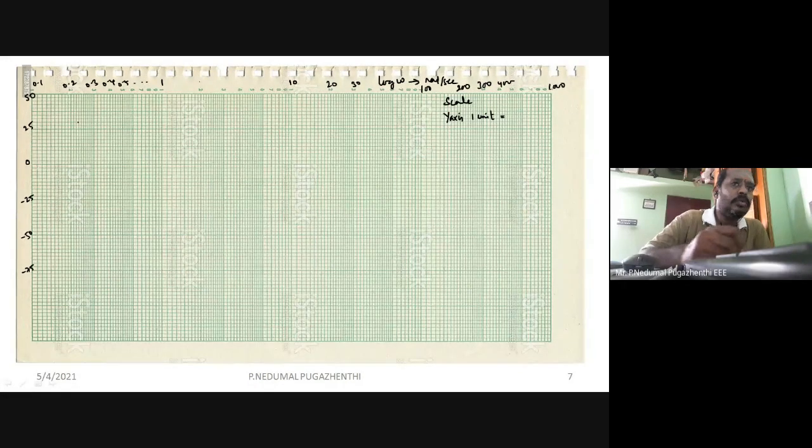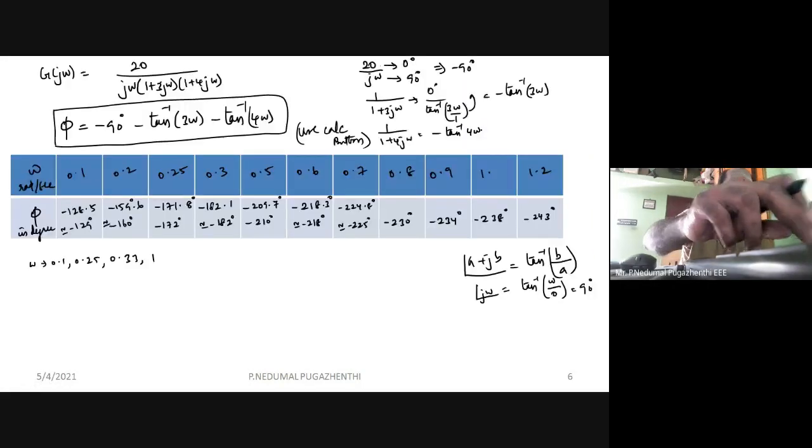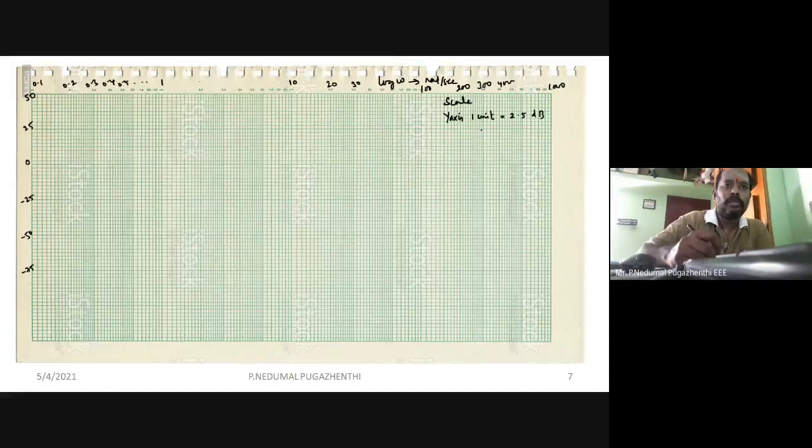1050, so 2.5 decibels. Then you will get 25 for 10, then again 25 for another 10. The same way, we will see about the angle also. Based on the angle, what is the maximum variation in the angle? It starts from minus 129 and it goes up to minus 243. So let me choose that here, minus 129 to 243. So I will choose it from here.